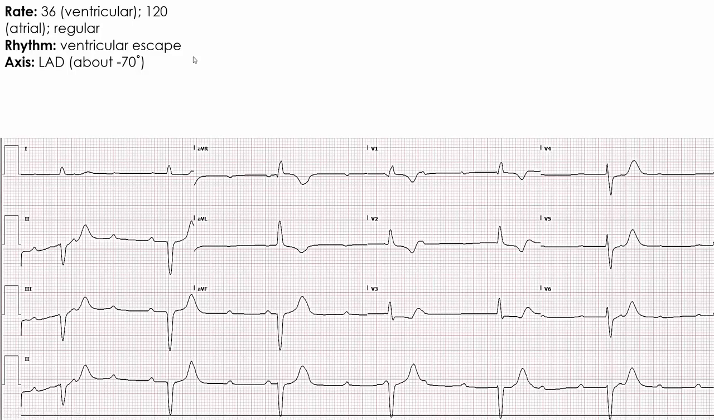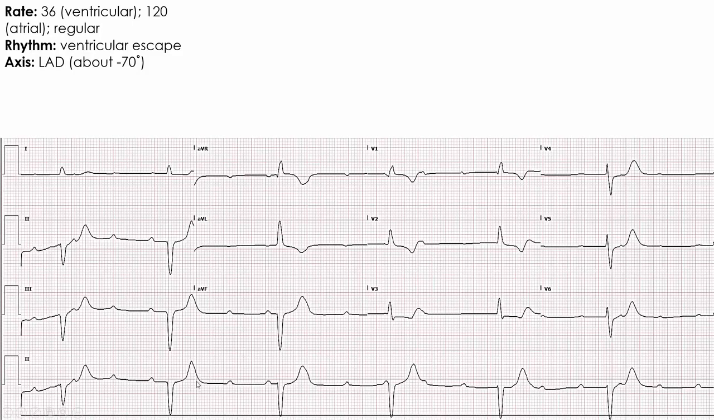Now, the rhythm is the most important thing here, and we've already alluded to it. There are more P waves than there are QRS complexes, so there is a heart block here. Now, I haven't really discussed heart blocks with you just yet, but this is a complete heart block. The P waves are perfectly regular. There's a P wave, P wave, P wave, and so on.